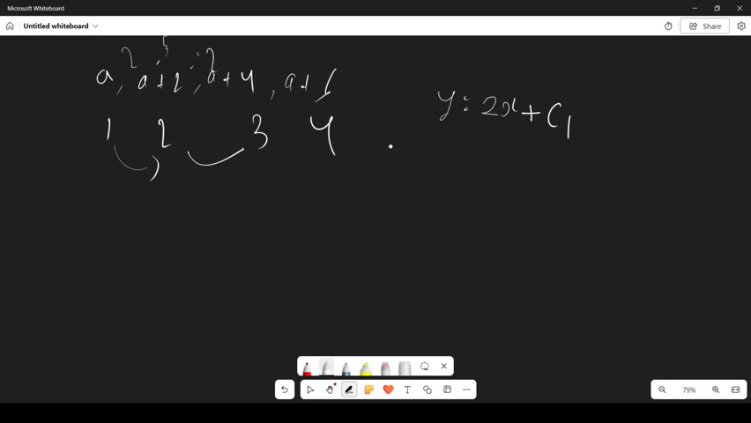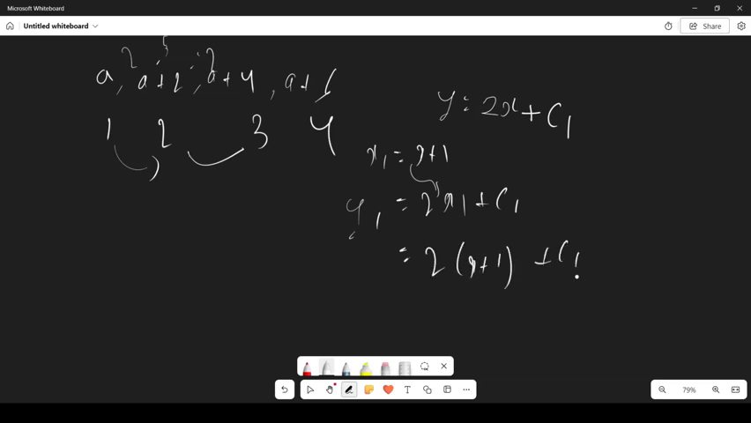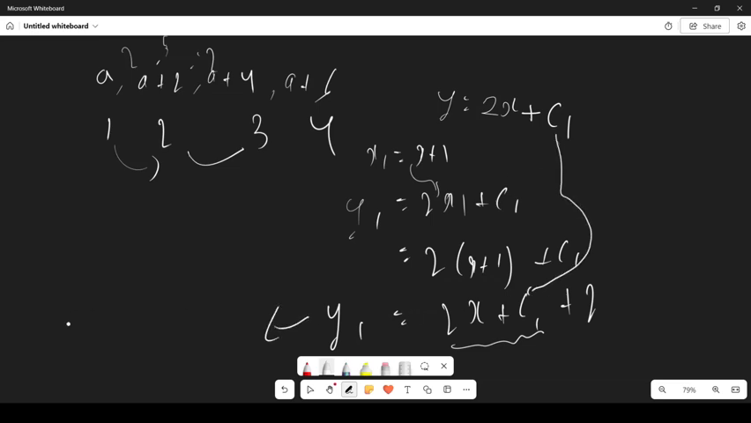As we can see, let's make x1 is equal to x plus 1. So y1 would become 2x1 plus c1. Substitute this value here, so it will become 2 times (x plus 1) plus c1. This becomes 2x plus c1 plus 2. This whole value is y, so y1 will become y plus 2.